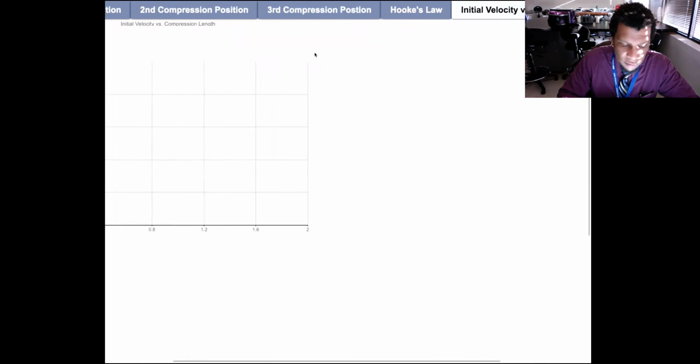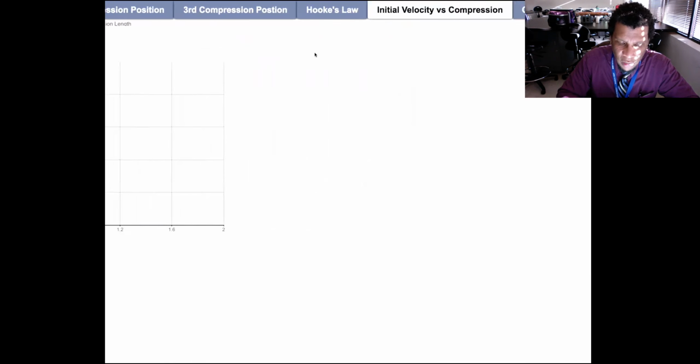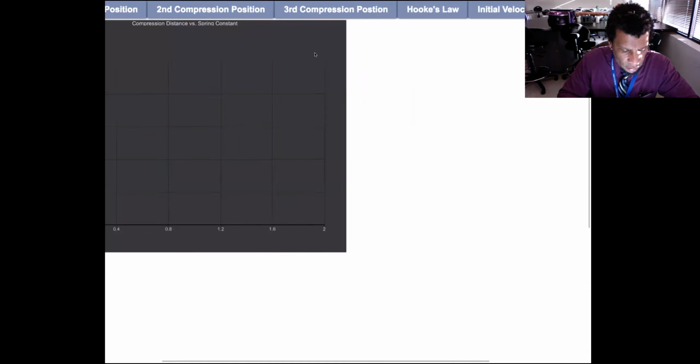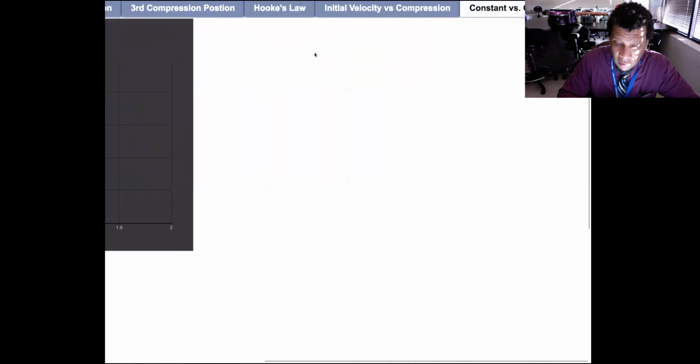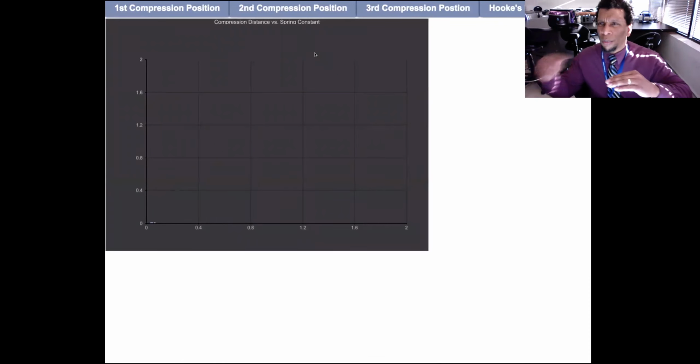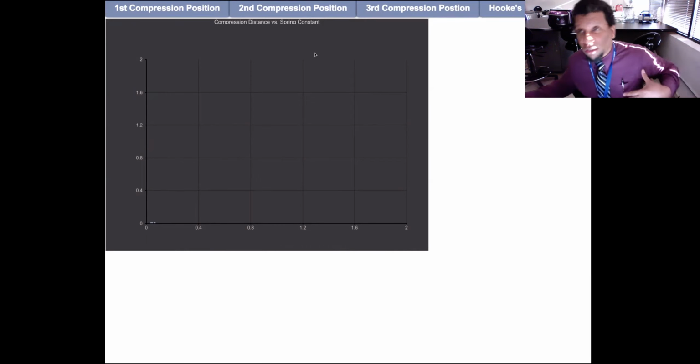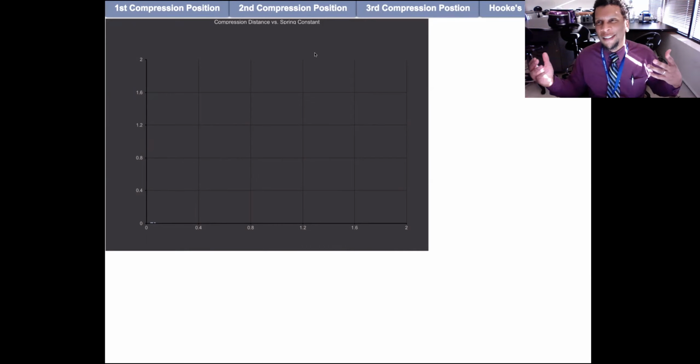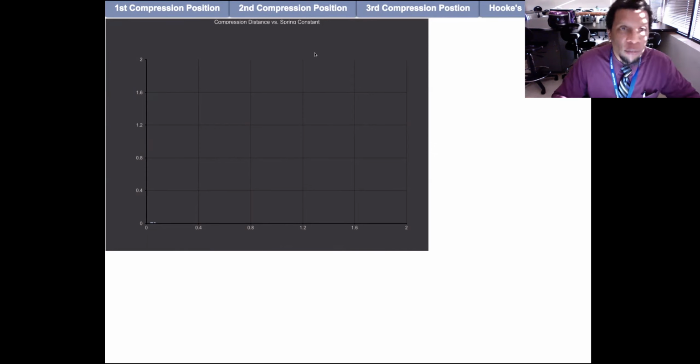And we have some graphs here. We have initial velocity versus compression, and then the constant versus compression. So we'll look at those. I'm compressing, and then I want to look at the constant. And I'm compressing, and I want to look at the initial velocity. That's really what's happening. So the compression is independent from the velocity. The velocity is dependent on the compression. Can y'all dig it?